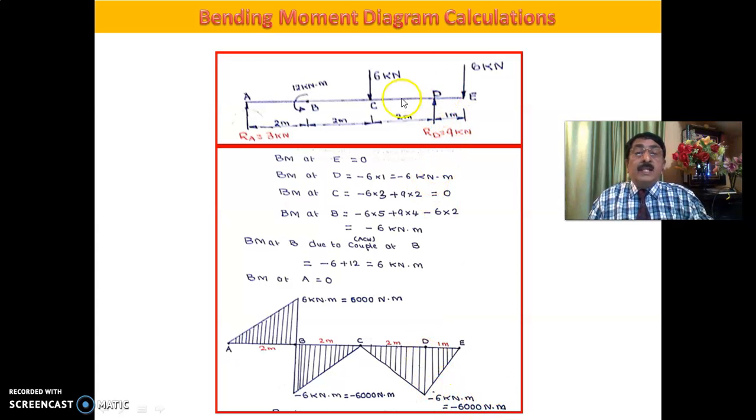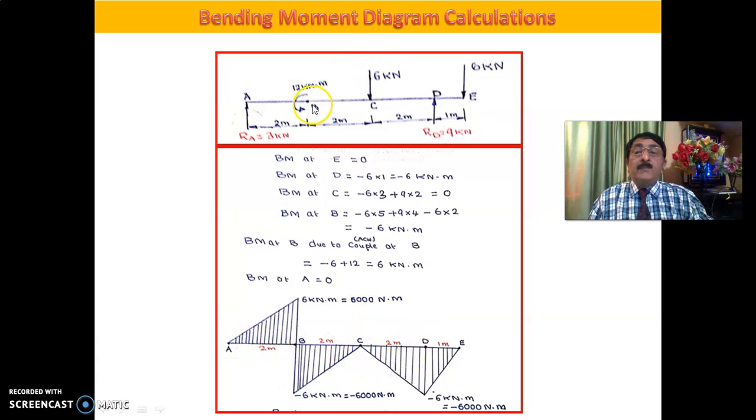Then if you want the bending moment at C, it is minus 6 into 3 plus 9 into 2. RD is 9 kilonewton, no? Minus 6 into 3 is a clockwise moment, and 9 into 2 is plus because it is an anti-clockwise moment. Minus 6 into 3 plus 9 into 2 is equal to 0 only. That is, bending moment at C is 0. That means you have it on the line only, 0.